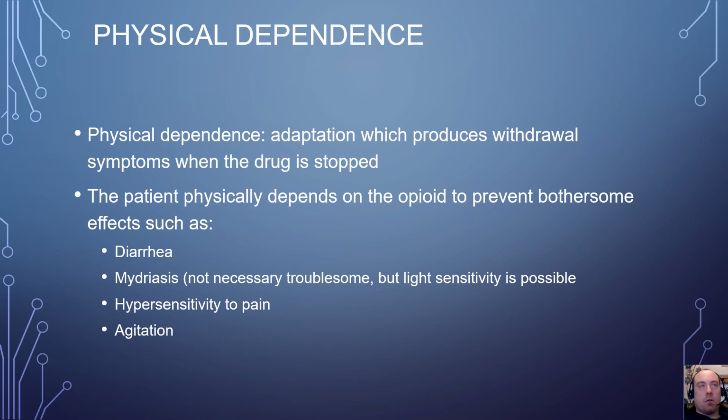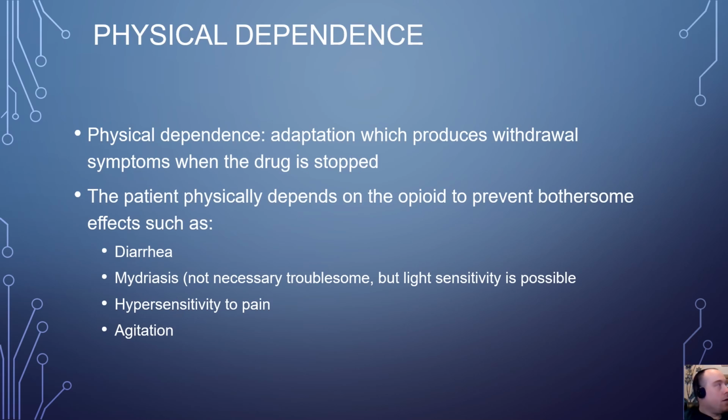So this brings us to physical dependence, and that wraps up the overview, and then there are not too many slides remaining on the drug specifics. I just want to point out the unique or important differences. So physical dependence is an adaptation which produces withdrawal symptoms when the drug is stopped. That means the longer you're on it or the higher the dose, if you stop it, you're going to have some bothersome withdrawal effects.